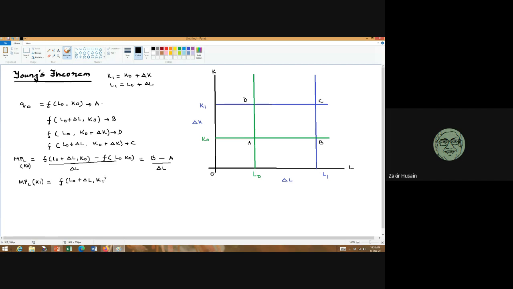This is K1. So both of them are marginal product because you're increasing the amount of L. The only difference between them is the constant value of capital. Clear? Here you're evaluating MPL when capital is K0. Here you're finding out the marginal product of labor when capital is K1.